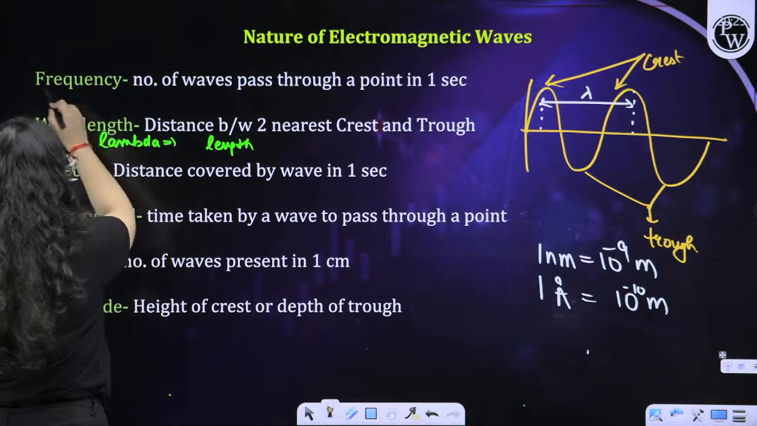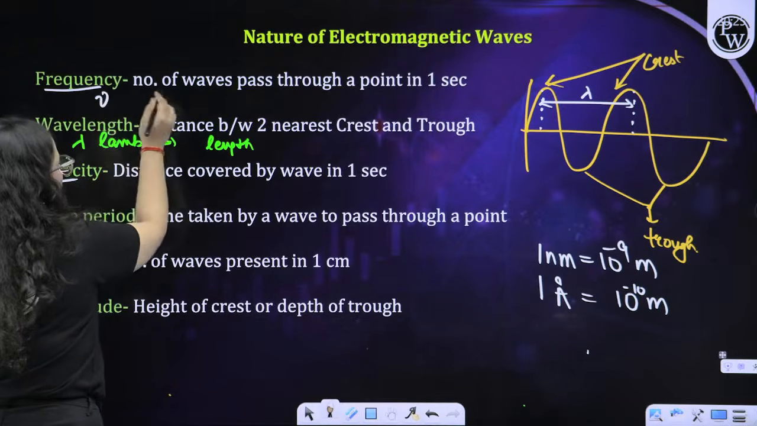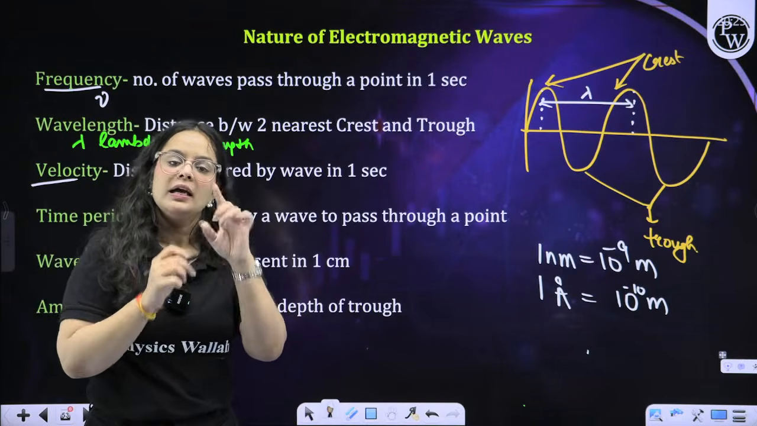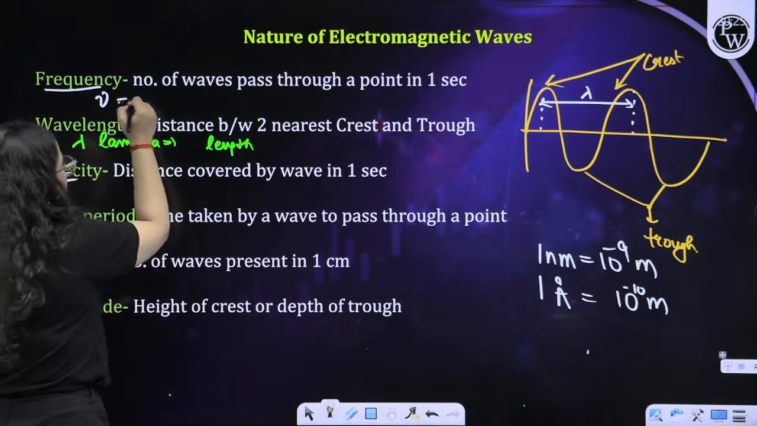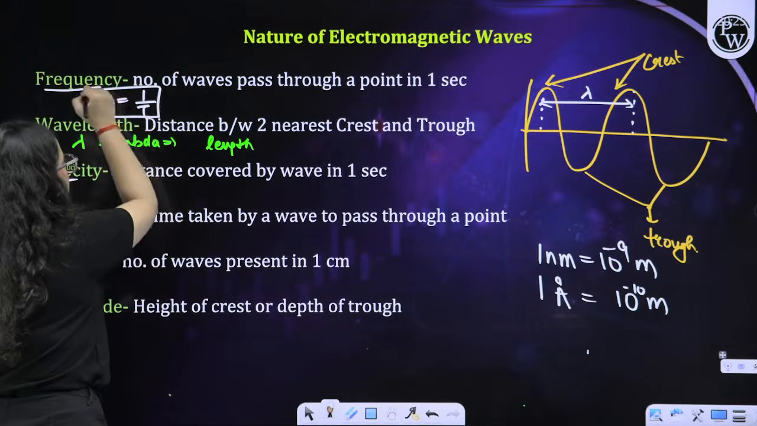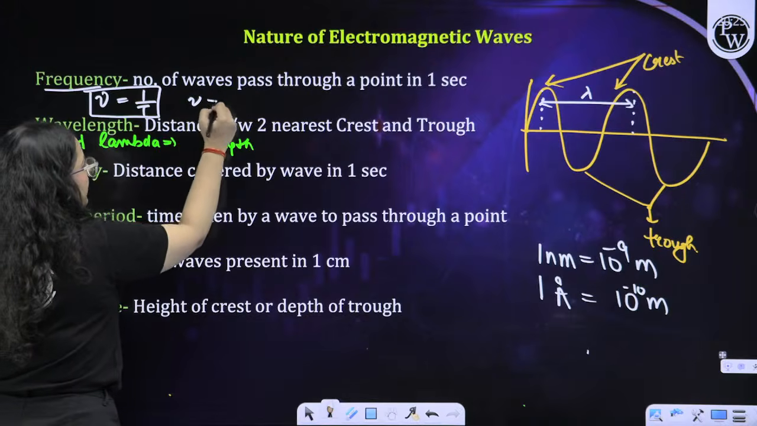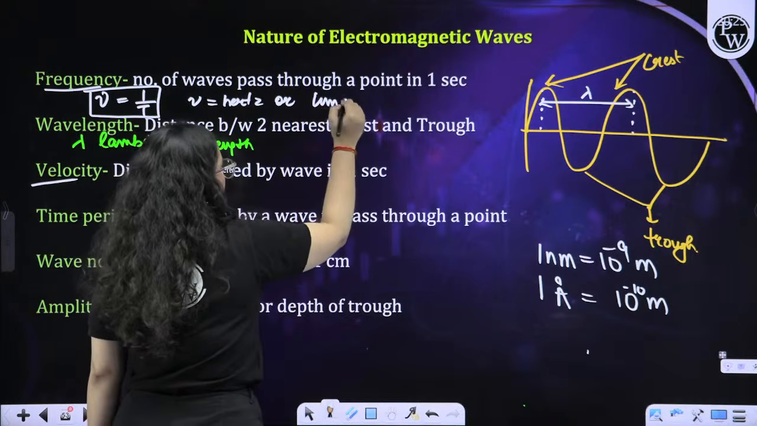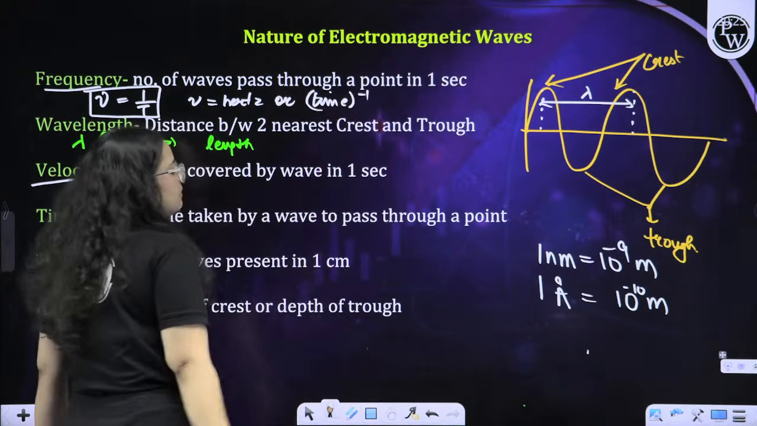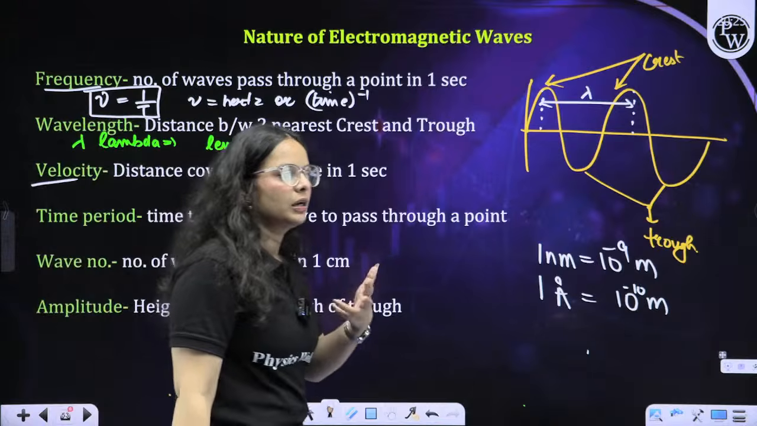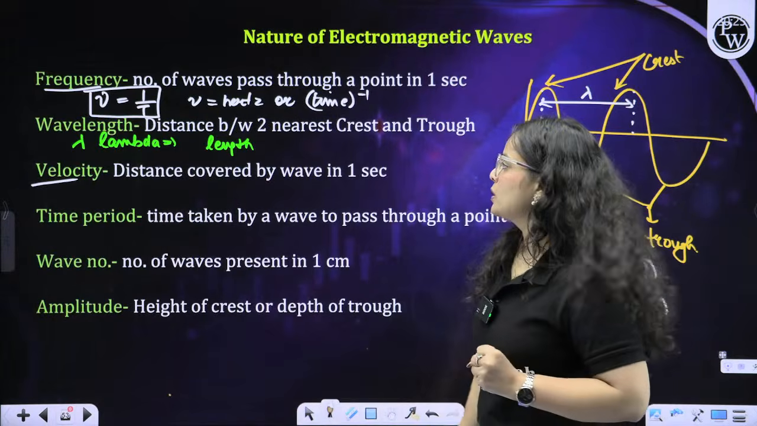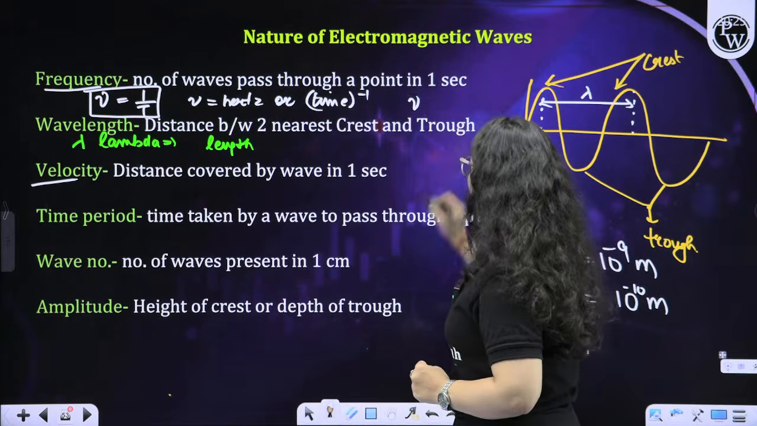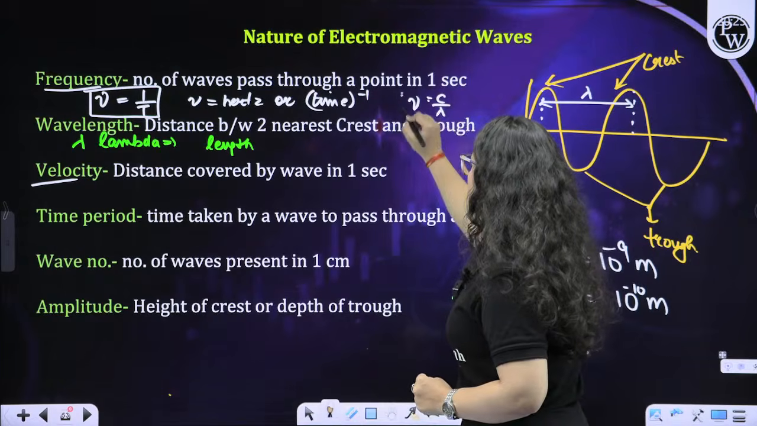What is frequency? Frequency is represented by nu. It is the number of waves that pass through a particular point. On a particular point, how many waves travel in 1 second? So frequency is taken as 1 by t, and its unit is hertz, or we can take it in time inverse units as well, the reciprocal of time: second inverse, minute inverse, hour inverse. Also, frequency carries the formula c by lambda. Now c is what?